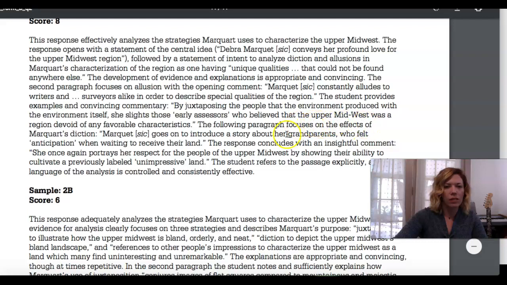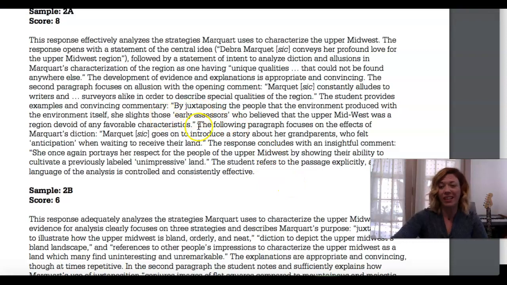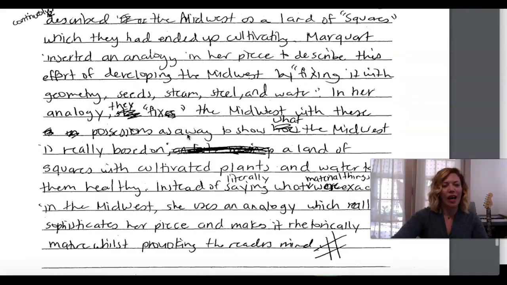The following paragraph focuses on the effects of the diction. She goes on to introduce a story about her grandparents who felt anticipation when waiting to receive the land. The response concludes with an insightful comment. She once again portrays her respect for the people of the Upper Midwest by showing their ability to cultivate a previously labeled unimpressive land. The student refers to the passage explicitly, and the language of the analysis is controlled and consistently effective. So the scorers agreed with my assessment that it was an insightful conclusion and showed that this student can compose a college level response even on demand.